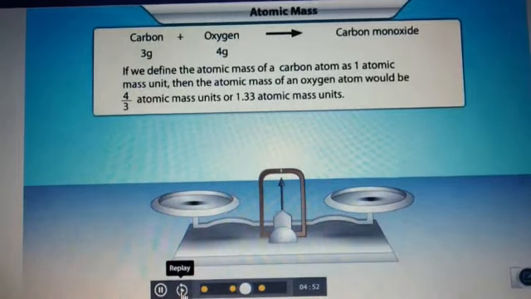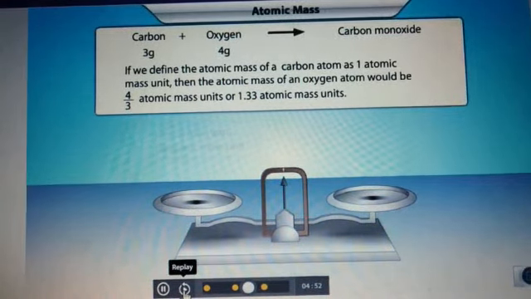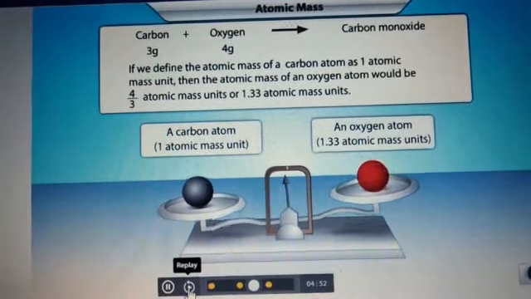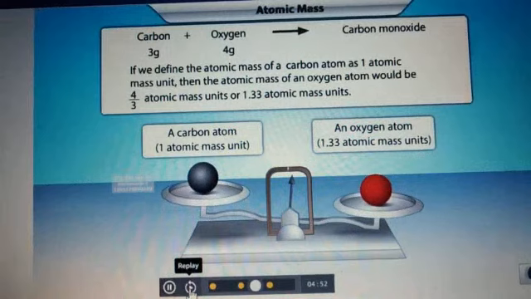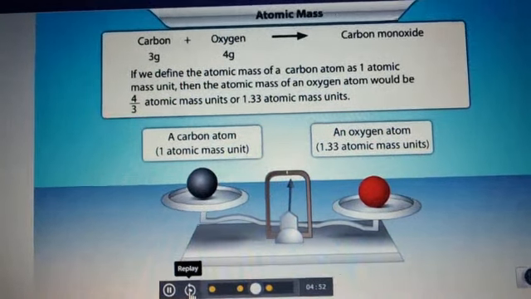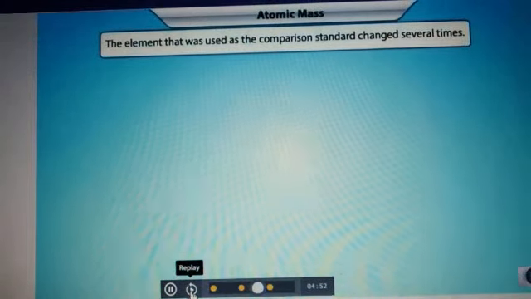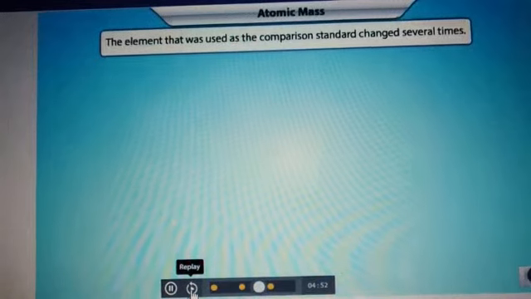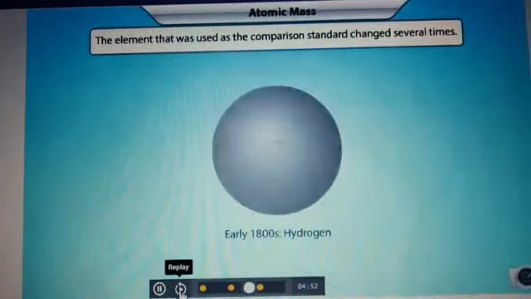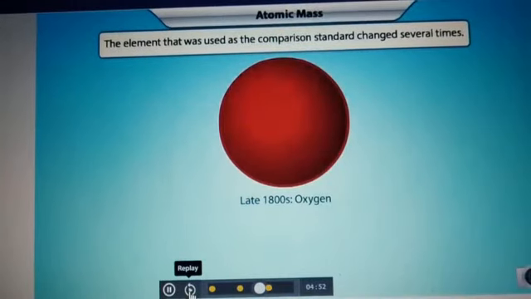Considering the proportion in which they react, if we define the atomic mass of a carbon atom as 1 atomic mass unit, then the atomic mass of an oxygen atom would be 4/3 atomic mass units, or 1.33 atomic mass units. The element that was used as the standard changed several times over the years with the advance of scientific knowledge. Early 1800s, hydrogen was used as the comparison standard.